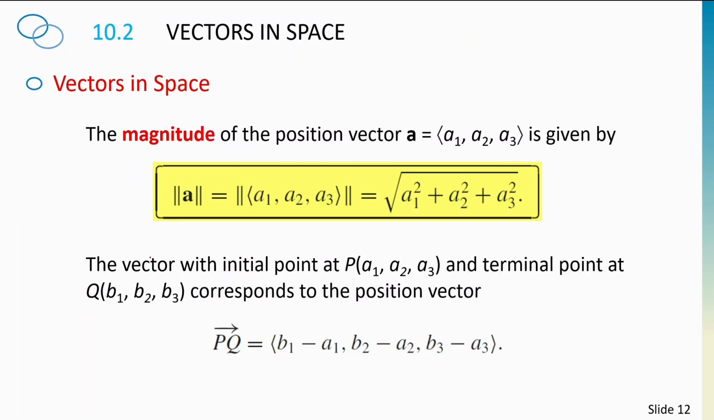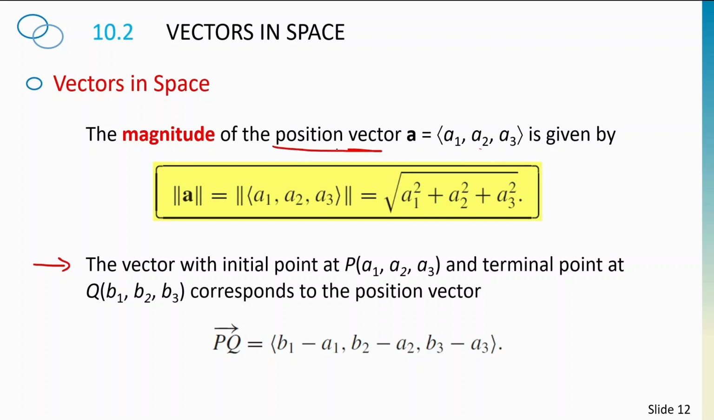Now the magnitude. I have the vector A1, A2, A3. So the magnitude will be equal to what? The square root of A1 squared plus A2 squared plus A3 squared. So first component squared plus second component squared plus third component squared. Exactly as before. Now what if I don't have the question as a position vector?